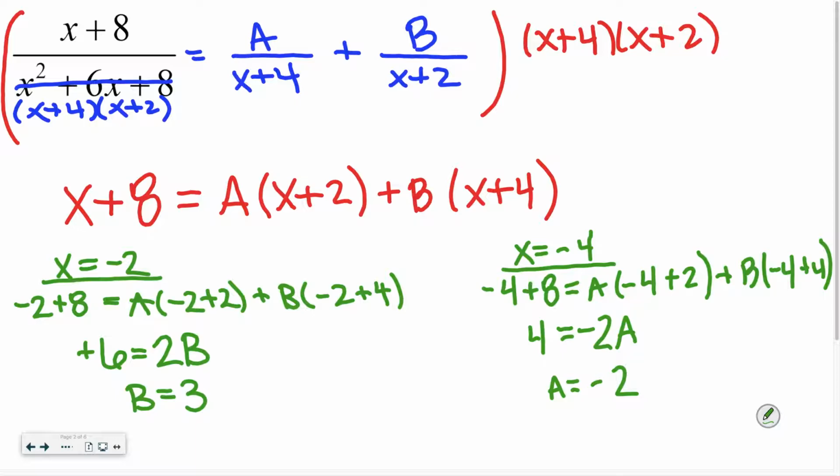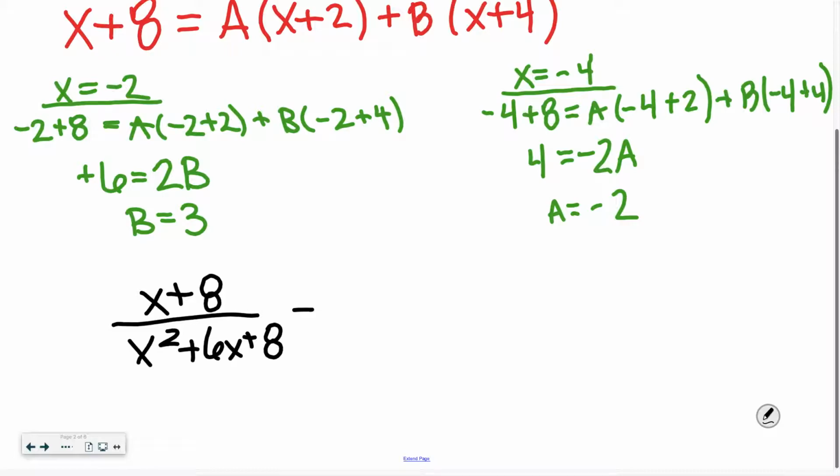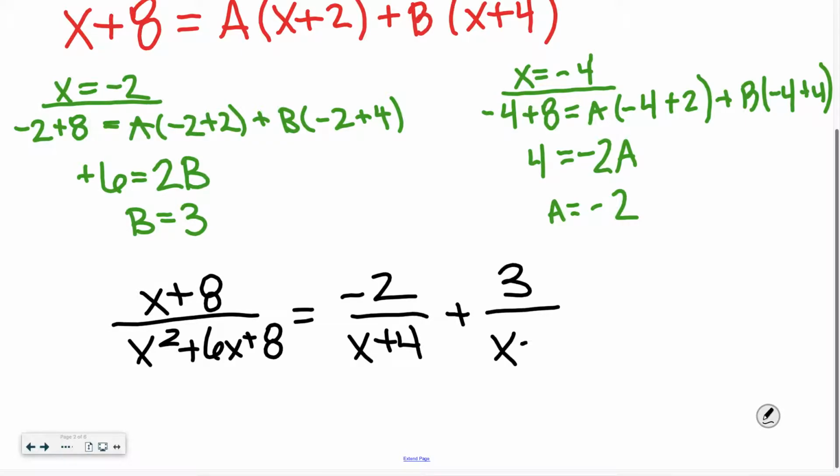So now we can go back to the very beginning, and we can say that our x plus 8 over x squared plus 6x plus 8 equals a over x plus 4 plus b over x plus 2.